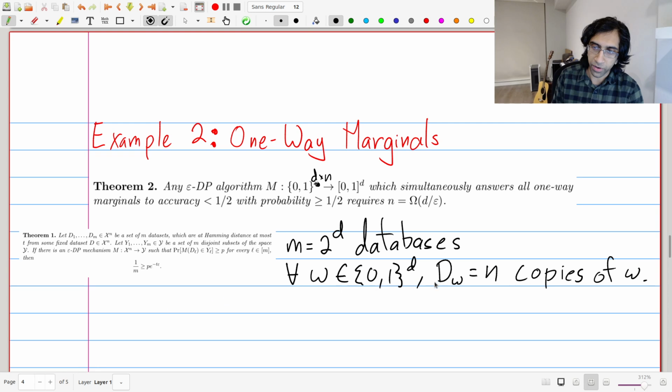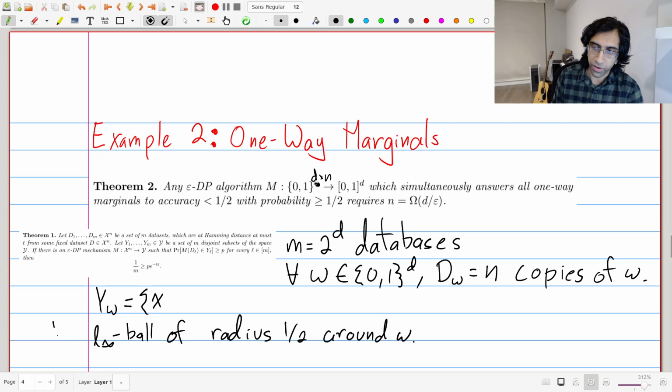In particular, ideally we would like that the algorithm M on D_w would just be equal to w, but that would be perfectly accurate with error 0, but that wouldn't at all be private, right? So we're going to define the set Y_w to be the set in which M of D_w should lie. This is the set of correct answers for M on D_w. We essentially want an L infinity ball of radius 1/2 around w. So that's what we want Y_w to be equal to.